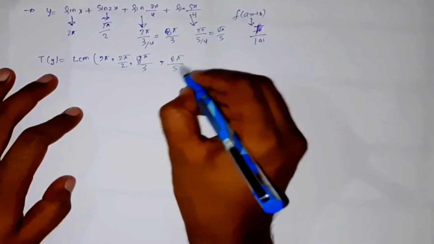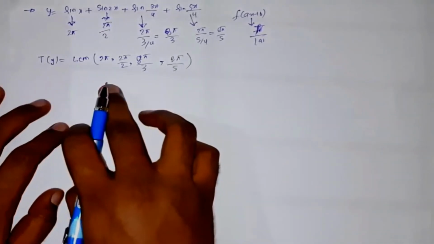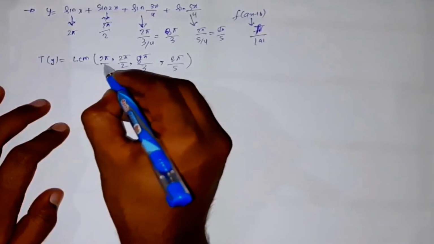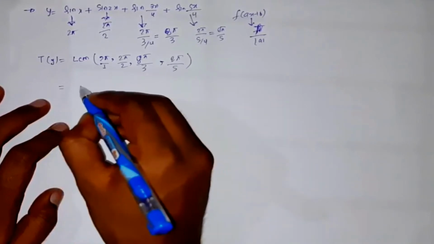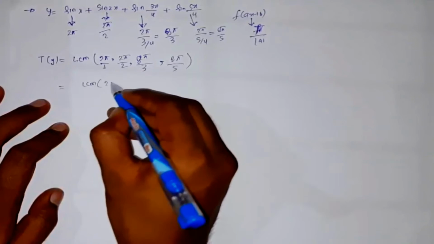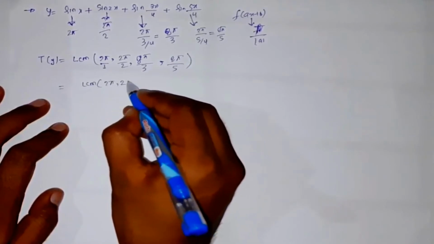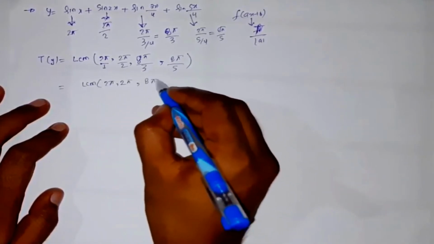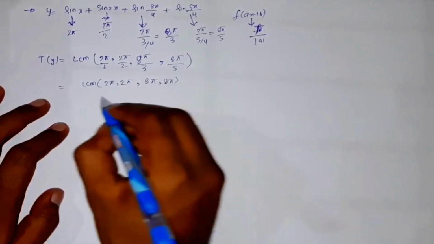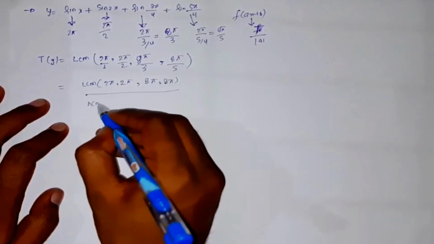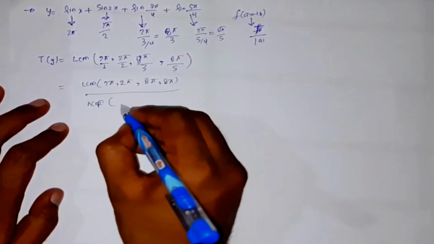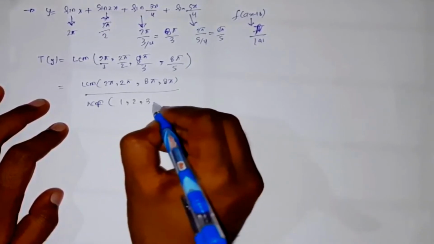So we need to take the LCM. So I can assume this. Okay, so the LCM will be LCM of 2 pi comma 2 pi comma 8 pi comma 8 pi upon HCF of 1 comma 2 comma 3 comma 5. I hope it is clear.